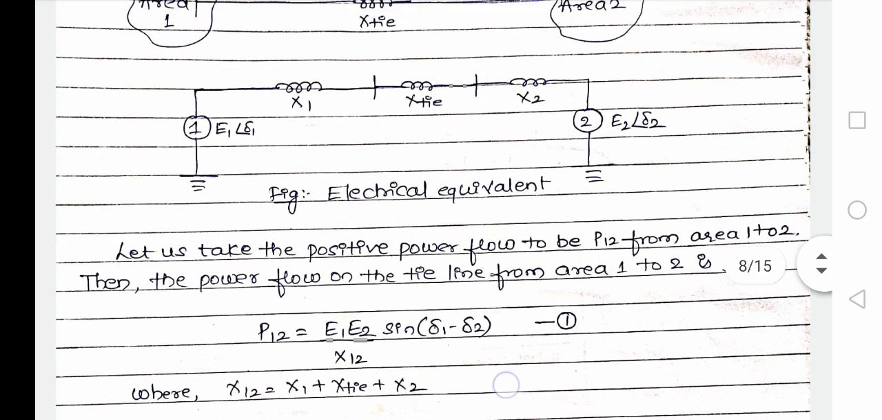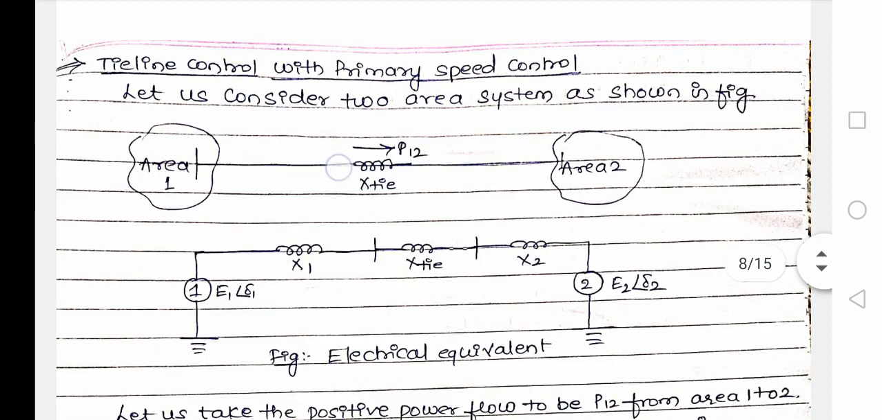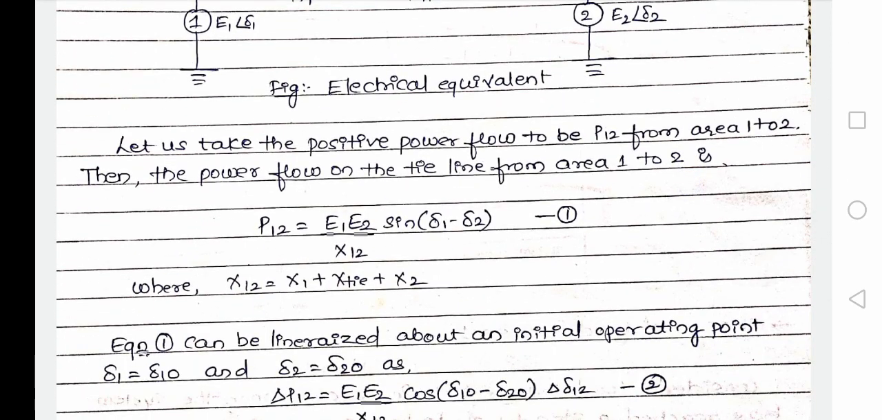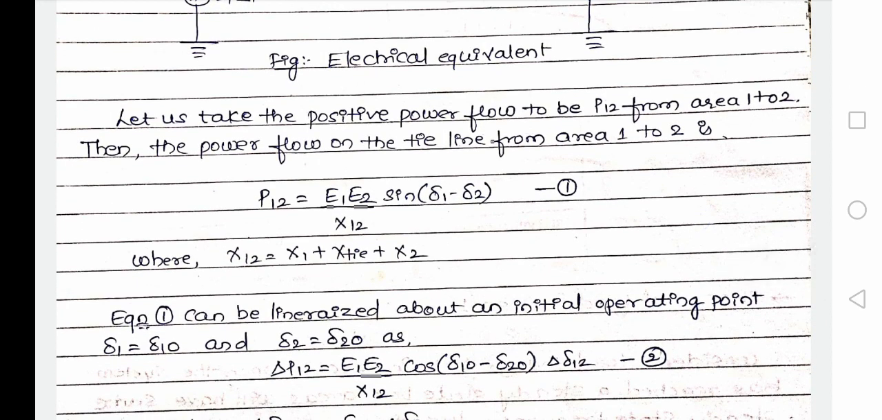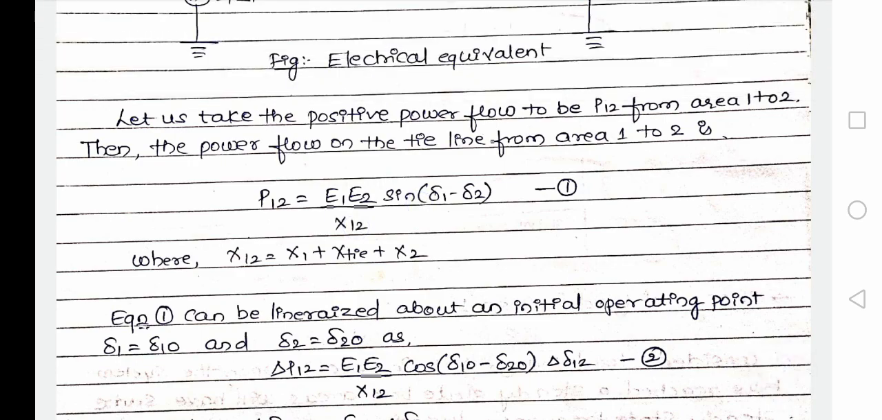So after this, let us consider a positive power flow to be taken as P12 from area number 1 to 2. That is, you need to take the power flow from area number 1 to area number 2. After taking that power flow, the power flow on the tie line for area number 1 and 2, P12, is equal to E1 E2 divided by X12 into sine of delta 1 minus delta 2.